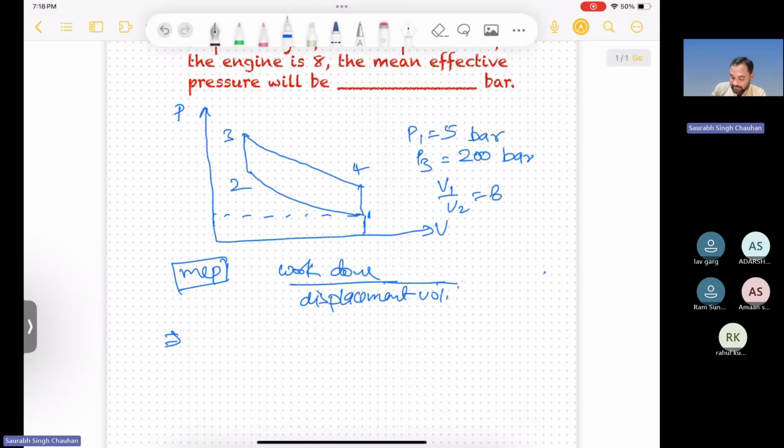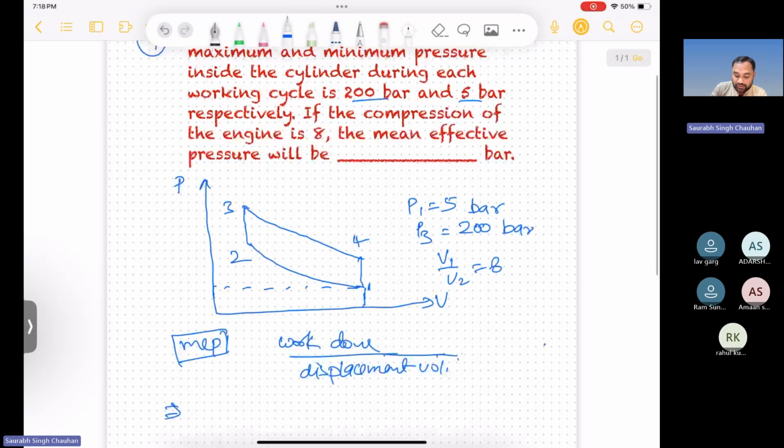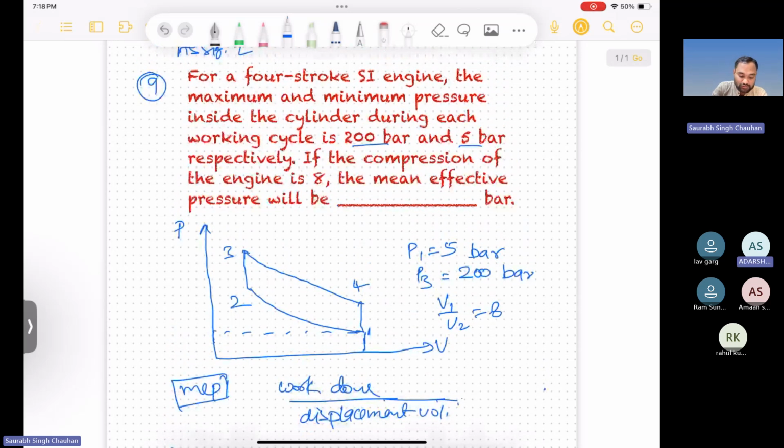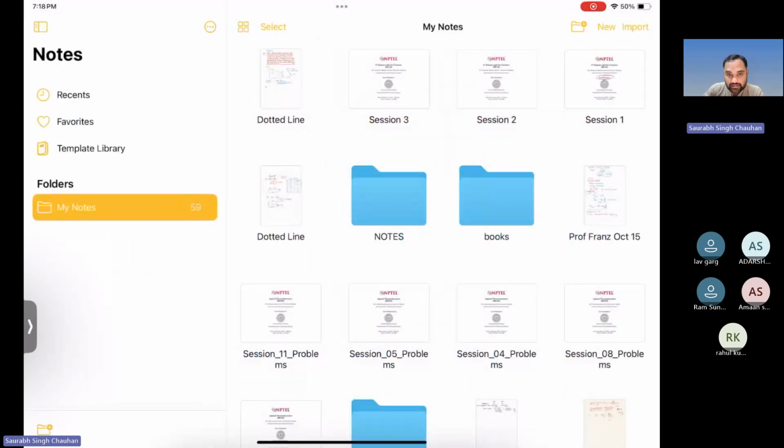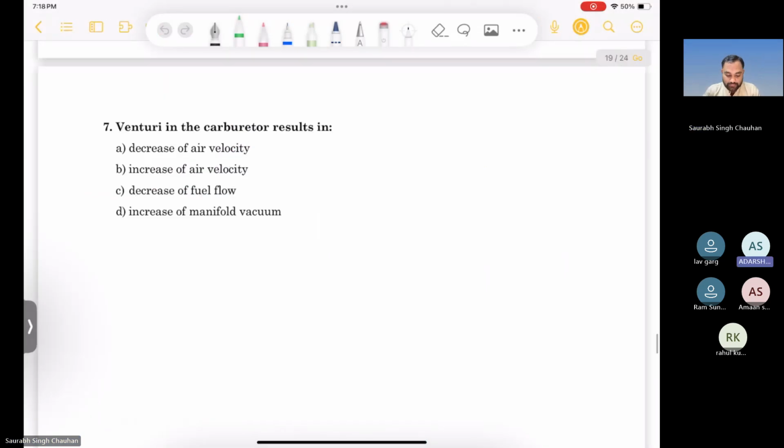But I have some more problems on carburetor as well. I think we should quickly solve those as well, sir. Otherwise they will be left, and we will come back. Okay. Yes, sir.